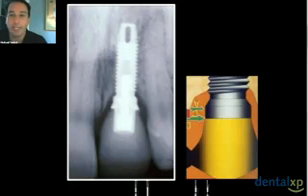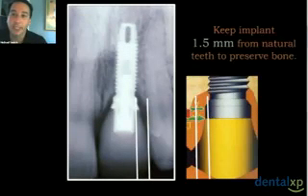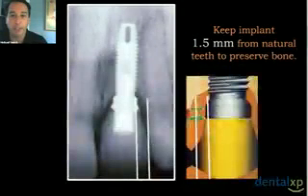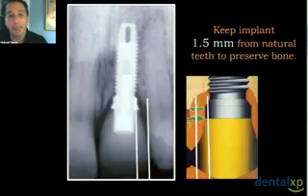This diagram, taken from Tarnow's article, 2000, he recommended keeping the implant 1.5 millimeters from teeth because of the horizontal relationship to the biologic width. Our recommendation is that you keep it 2 millimeters to give yourself another half millimeter of wiggle room. It's very hard to work within a half millimeter.